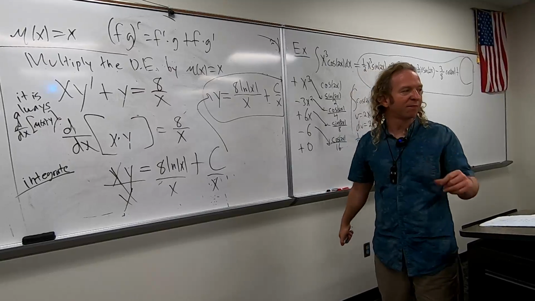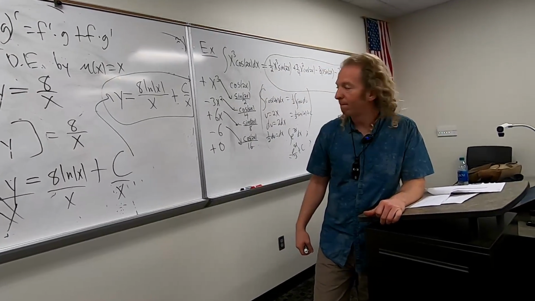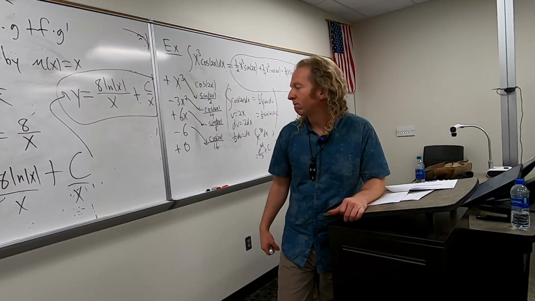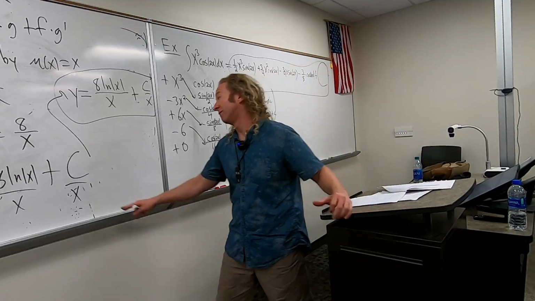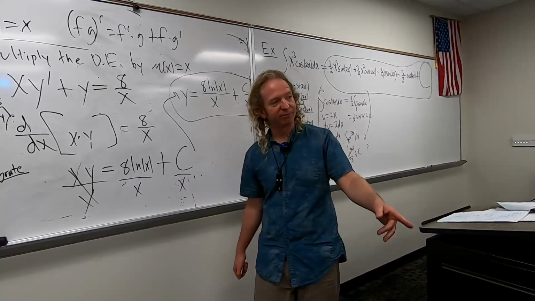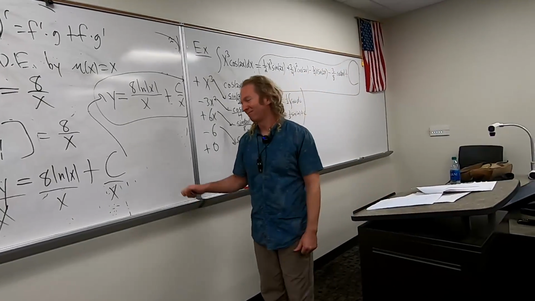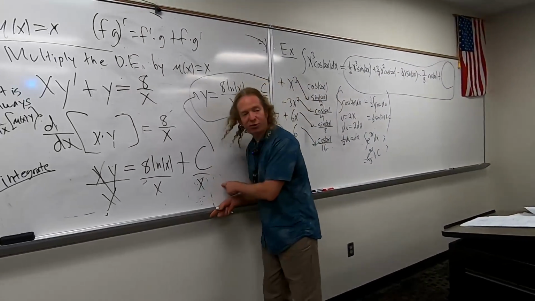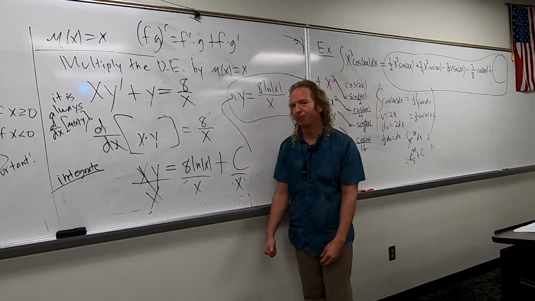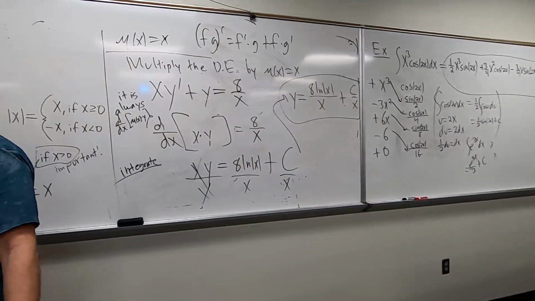Could we still call c over x just c, or now that it has the x, does it still have to be called c over x? Yes, because x is a variable, not a constant. Good. Ryan. Yes. If it was like c over 2, then you can rename it. Good. Good stuff.